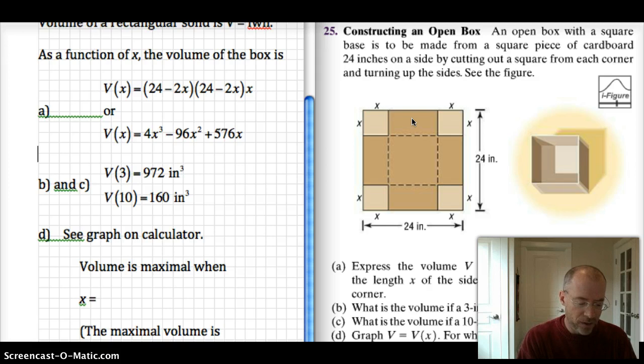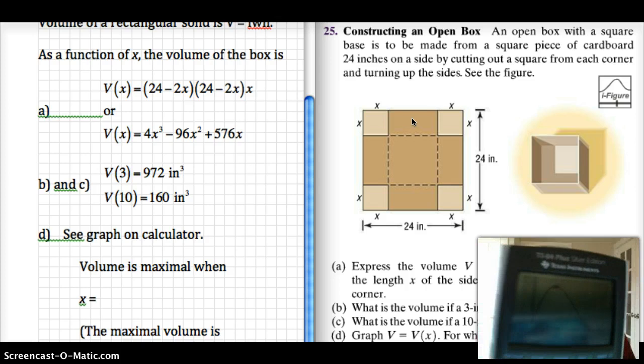But let me go ahead and do second calc maximum, enter, and then I need a left bound. I need to move my cursor to the left of the local maximum. I suppose you're glad to see that I'm getting an error there. Let's see. Second calc maximum. Left bound. Right bound, guess. Good deal.